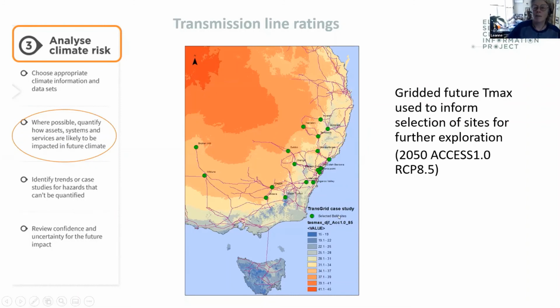So you can use the climate information to help you with decisions into the future. Here it is: where possible, quantify how assets, systems and services are likely to be impacted in future climate. It's part of how to analyse the risk. They didn't use this map to undertake their modelling, but they used it to help decide which part of Australia they would focus on.